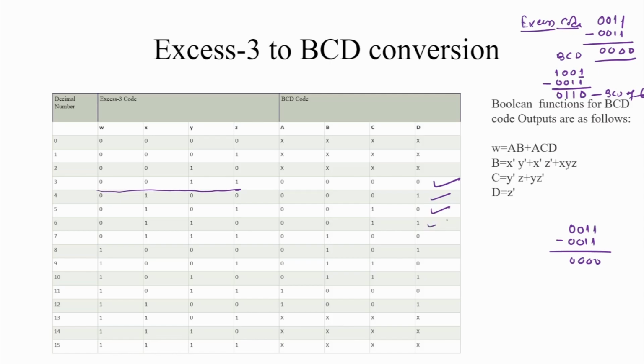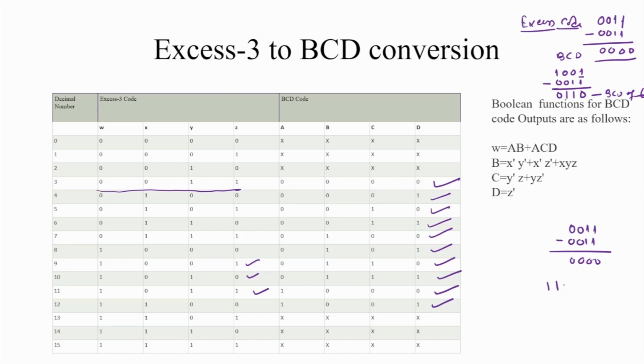Similarly, 6 minus 3 is 3. 7 minus 3 is 4. 8 minus 3 is 5. 9 minus 3 is 6. 10 minus 3 is 7. Similarly, when the excess-3 code value is 1011, that means 11, 11 minus 3 is 8, and similarly when this is 12, it is 9.